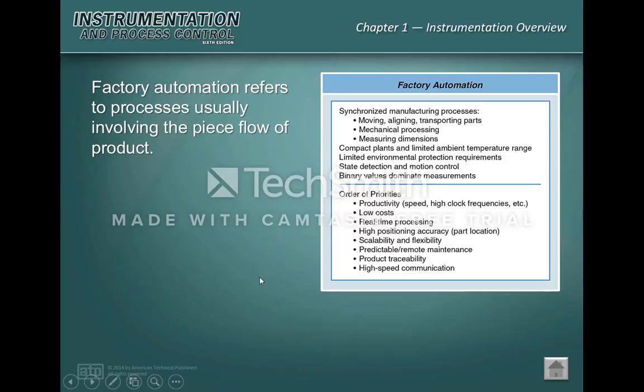Factory automation refers to processes usually involving the flow of product. So instead of worrying about the steam or the hydraulics or the water or the air, in factory automation we're more worried about the conveyors, the batching, the robotics part of it.